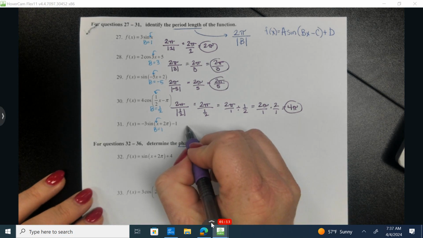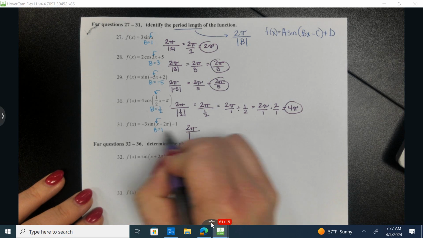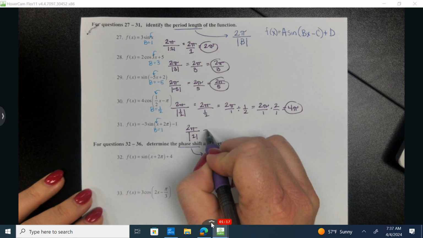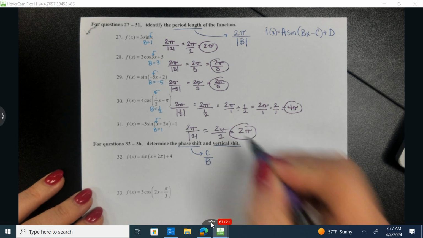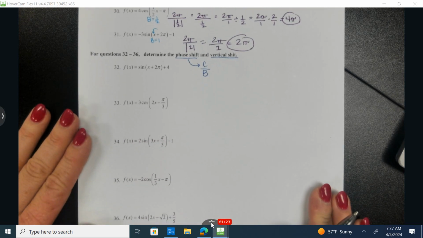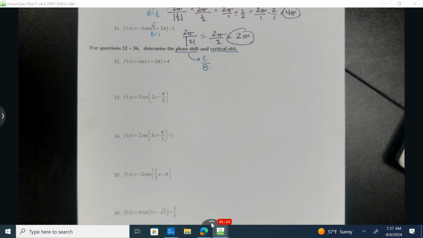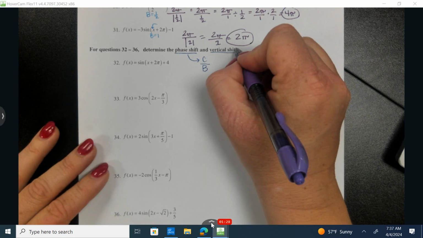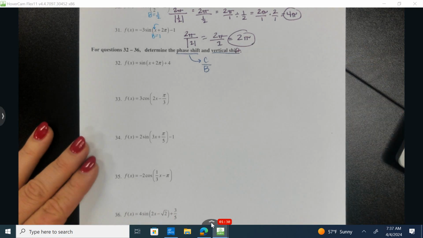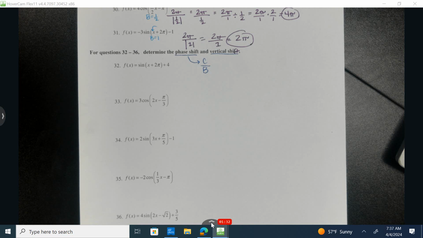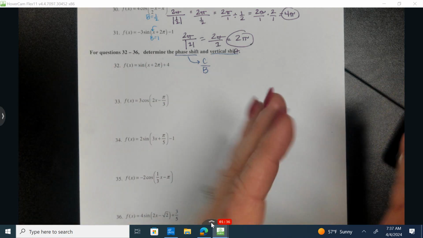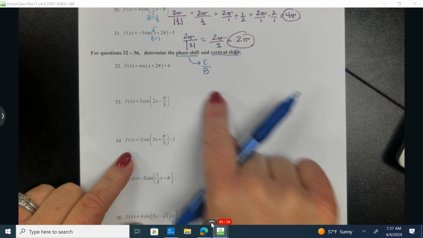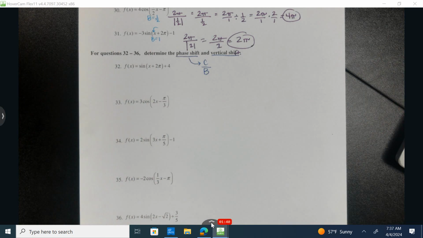Let's do the last one together. I have 2 pi divided by the absolute value of 1 equals 2 pi over 1, which is simply 2 pi. Now let's move on, and we're going to look at phase shifts and vertical shifts. My apologies. Okay, so phase shifts mean when we are horizontally going to take this cycle, this wavelength, and we're going to shift it to the left or to the right.